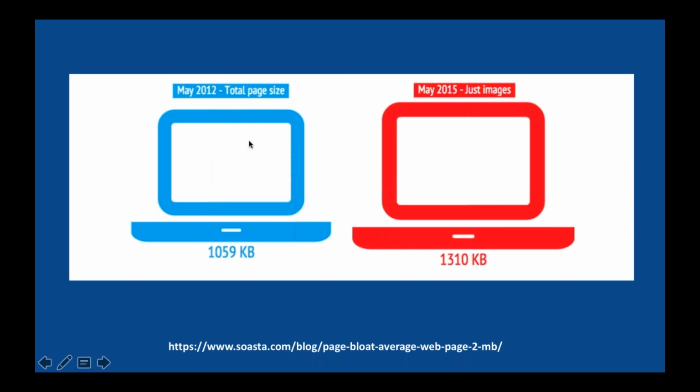In fact, if we take a look at May 2012, the average total page size was just north of 1 megabyte. In May 2015, the average size of images was actually 25% greater than that of the average web page in 2012. It's only 3 years. So the image is becoming not only heavier in general, but all of that growth is essentially just due to images.